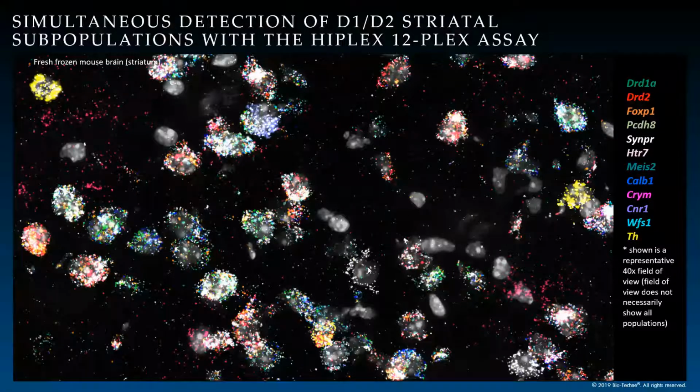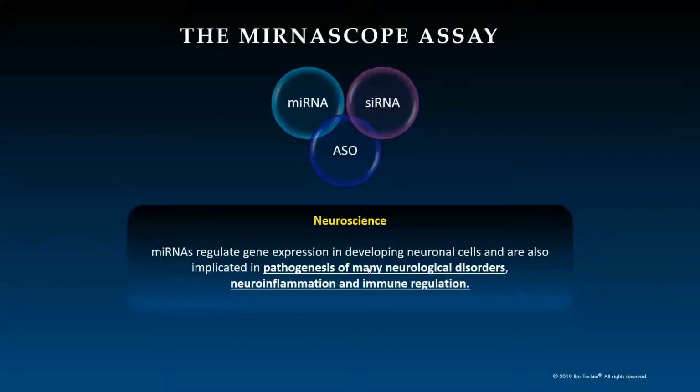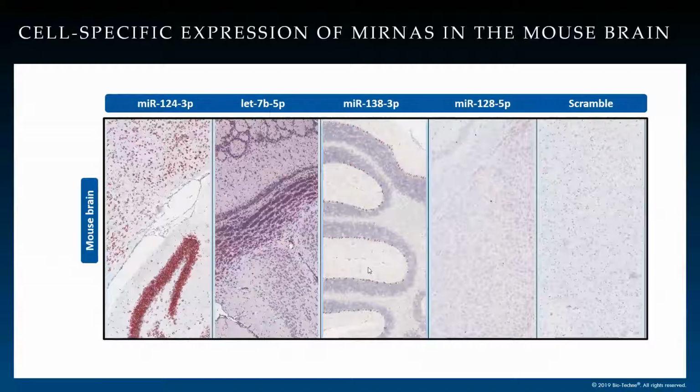So after this example, I want to show you another unique example using our microRNAscope assay about how you can identify key microRNAs that are important in regulating certain neuronal functions and important for developing embryos within the mouse brain. So I'm going to show you a few examples of how our new microRNAscope assay was able to detect these target microRNAs within these mouse brain tissues.